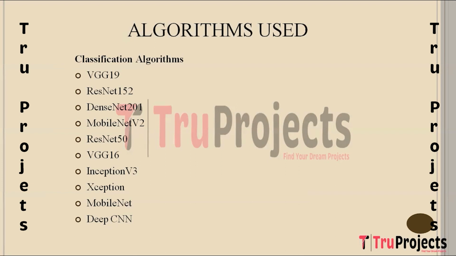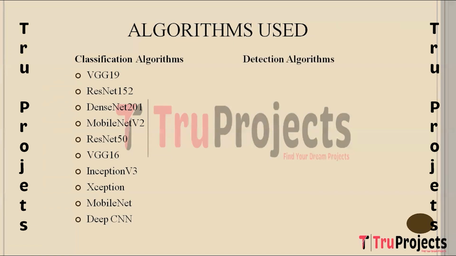So Deep CNN is tailored to the project's specific requirements, incorporating convolutional layers, pooling layers, and fully connected layers. This flexibility allows the model to adapt to the unique characteristics of the dataset and the task at hand, ensuring a tailored solution for disease classification in apple leaves.